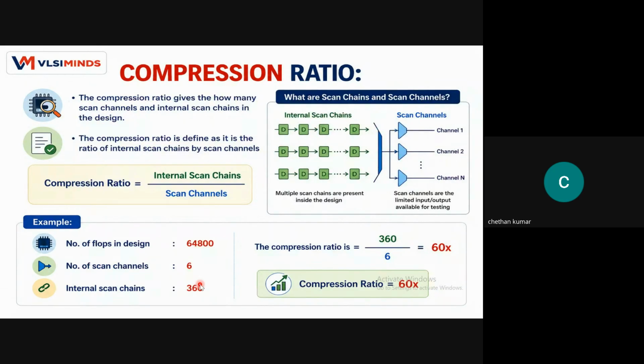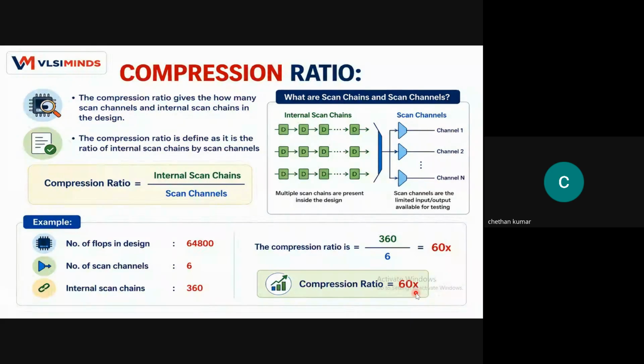Out of that 360 chains, I need to connect among these 6 channels. Means I have availability of only 6 channels. To connect that, the compression ratio will decide how many chains I need to connect for each channel. That is called the compression ratio. That means 60 chains I need to connect to each channel, so the 360 will get connected to these 6. So compression ratio is 60.